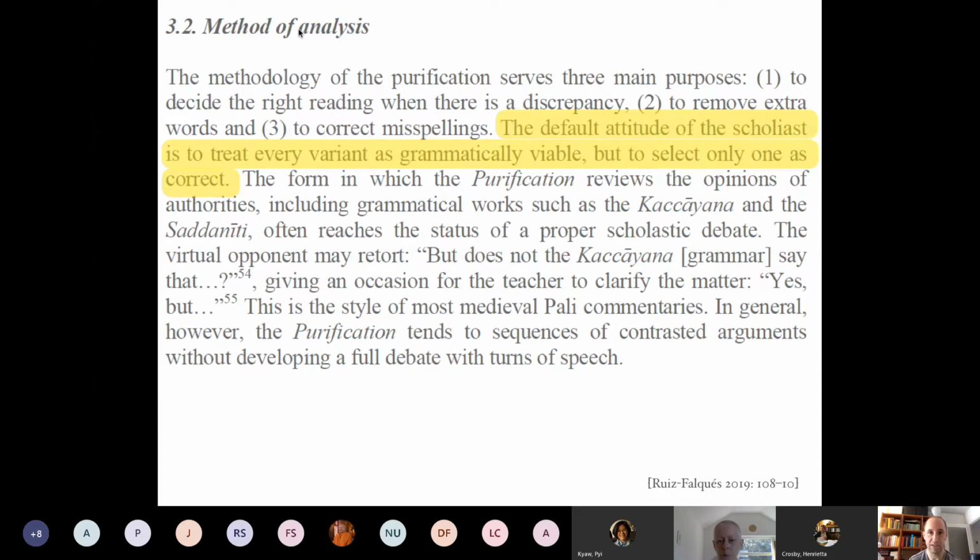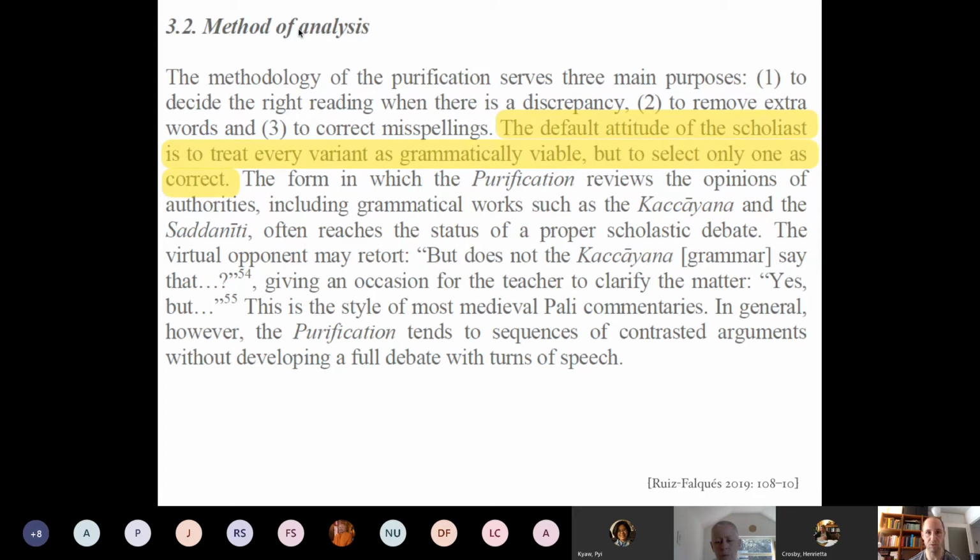So one important aspect in the approach of the Vinaya commentator when using grammar is that his default attitude, the attitude of the scholiast, of the commentator, is to treat every variant as grammatically viable, but then to select only one as correct. When I say variant here, it means the variant reading, because in this case, as in many cases in the commentarial tradition, what we call the commentators were also critical editors, so to say.